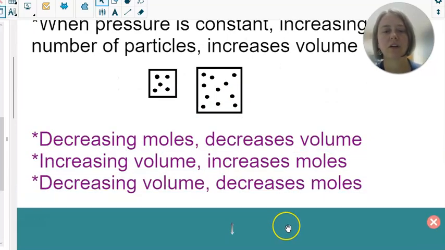So then you may want to write down the other relationships in that scenario. So if you decrease the number of moles, you have to decrease the volume, particularly if the pressure is constant. And then if you increase the volume to have the same pressure, you would need more moles. And if you decrease the volume to keep a constant pressure, you would need fewer moles.